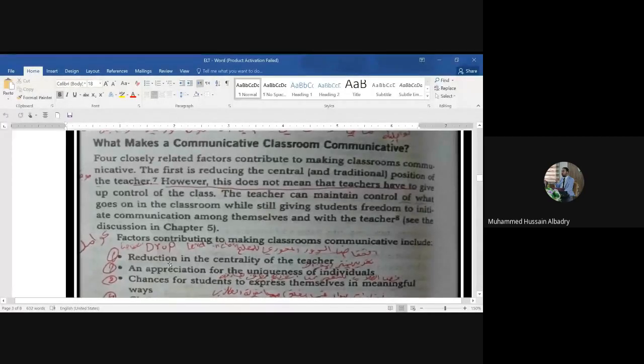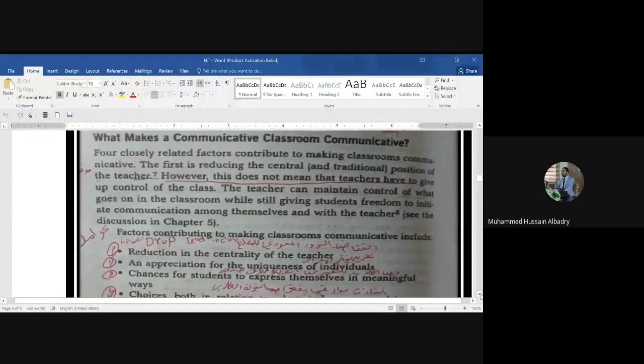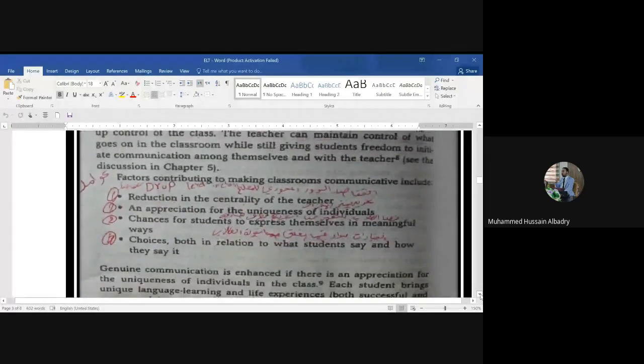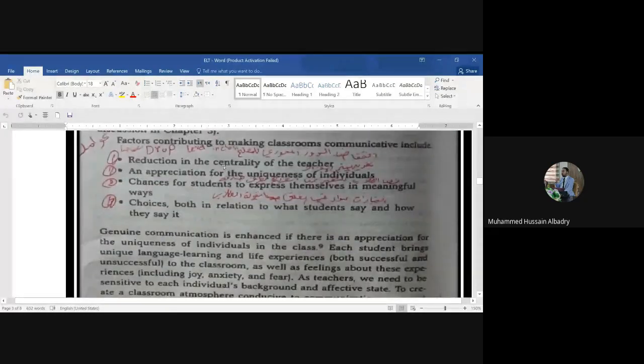Okay, how to reduce, to make it less central? Not that the teacher dominates all the class, but less, in the sense that we give a chance to students to interact with each other and to interact with the teacher. This is number 1. Number 2, appreciation for the uniqueness of individuals. Here we have an explanation of this point.